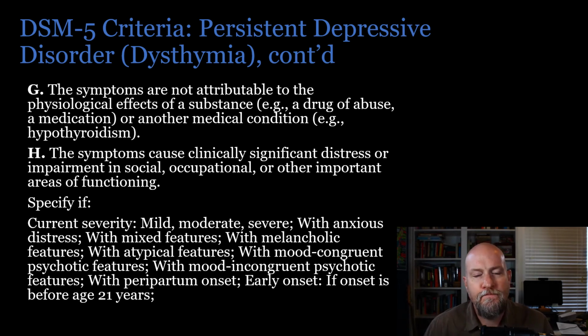The one thing that's unique about this one is you can give a specifier to your diagnosis of early onset if onset is before the age of 21 years. We normally have some differences of how we diagnose for people who are considered adults versus non-adults. What I think is really important here is that this significant distress or impairment in social functioning is still required.